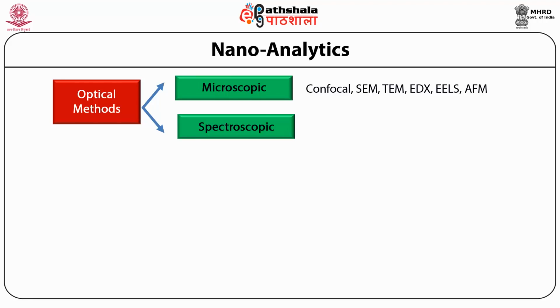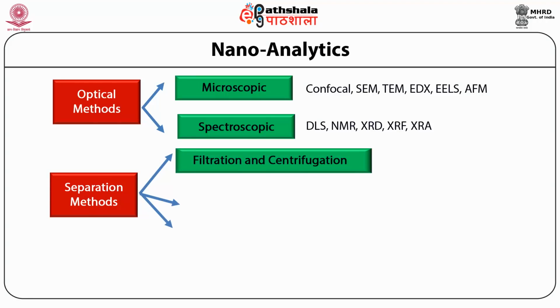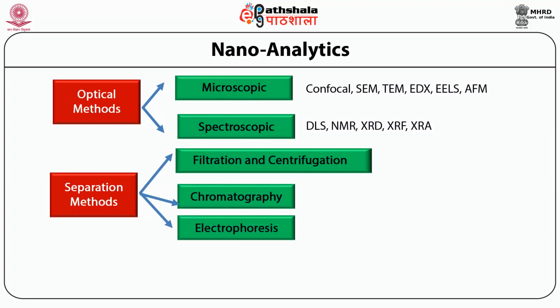The second is the spectroscopic technique, which involves the use of light like UV, IR, radio frequencies or so on, and the different types of spectroscopic techniques include scattering spectroscopy, nuclear magnetic resonance spectroscopy, then we have X-ray diffraction, X-ray fluorescence, and X-ray absorbance spectroscopies. The other kind of methods are separation methods in which the nanomaterials are separated from the sample. These include filtration and centrifugation, chromatography, and electrophoresis.